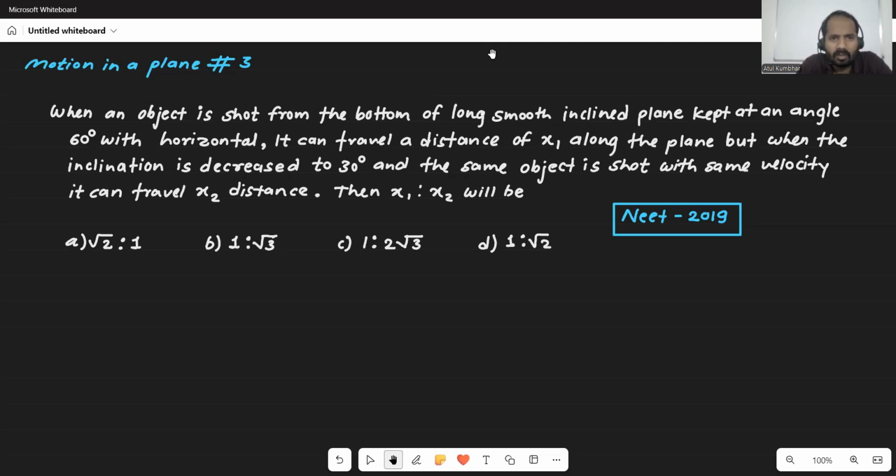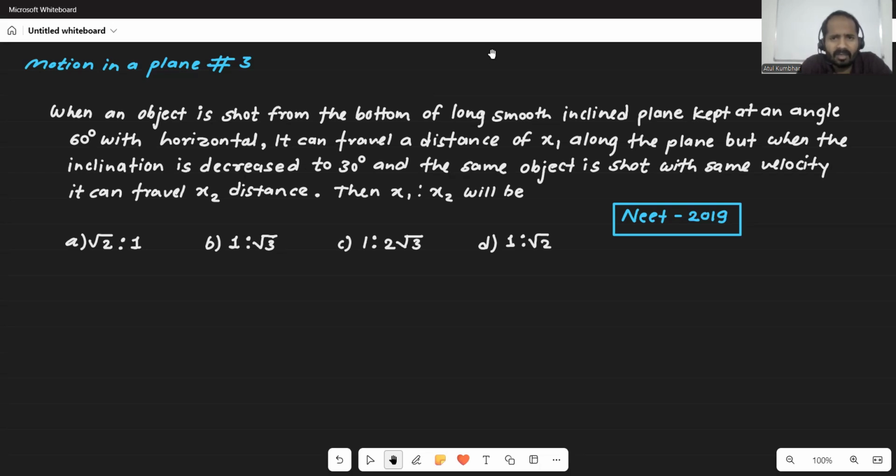When an object is shot from the bottom of a long smooth inclined plane kept at an angle of 60 degree with horizontal, it can travel a distance of x1 along the plane, but when the inclination is decreased to 30 degree and the same object is shot with the same velocity, it can travel x2 distance. Then x1 is to x2 will be.